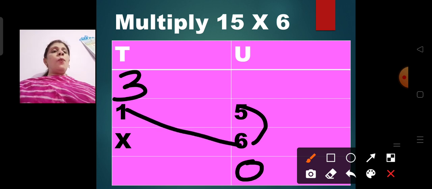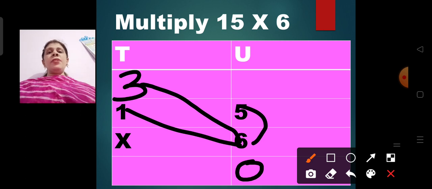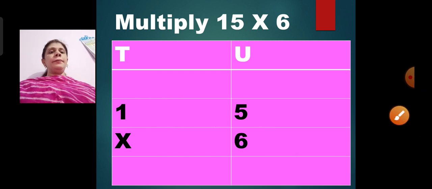Okay. Now 1 6 is 6. To that 6, I'll add this 3. So after 6, 7, 8, 9. So I will write here 9. So when I multiply 15 by 6, I get my answer 90.